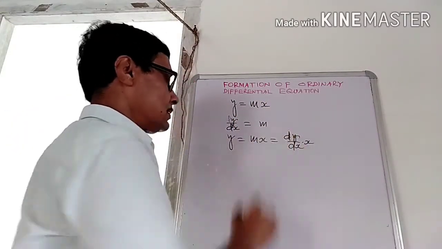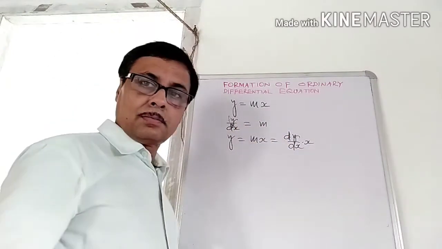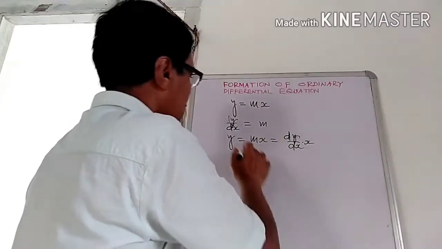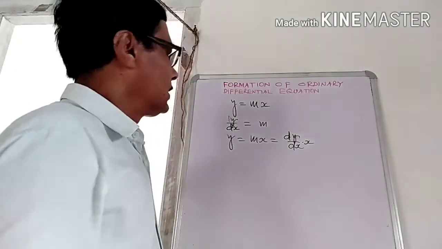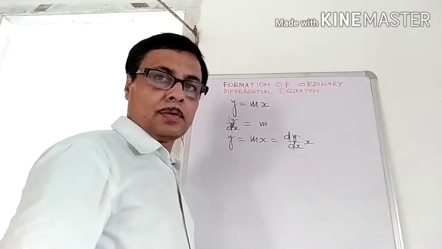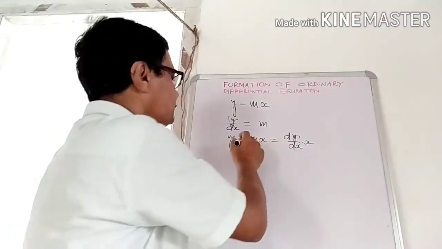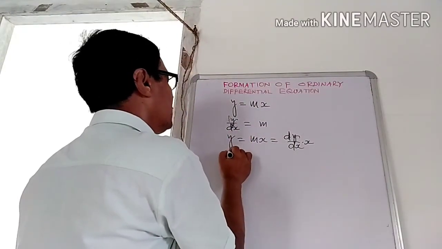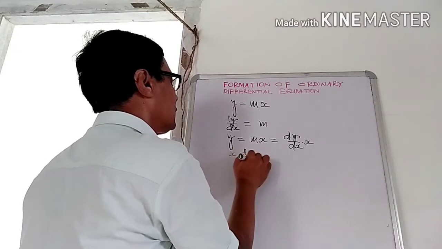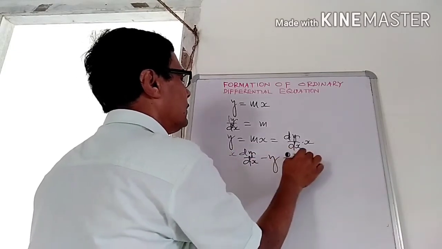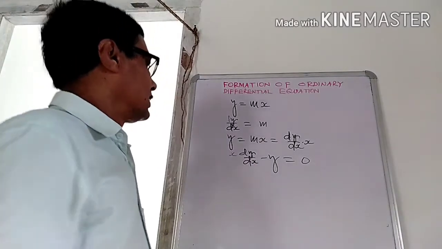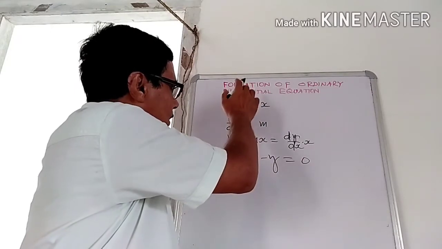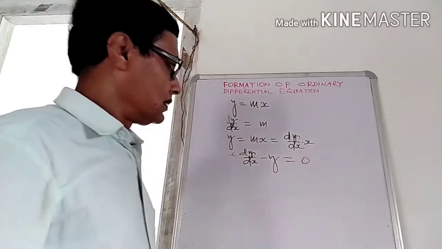Here this equation does not contain any parameters. The parameter is fully removed from this equation. If the parameter is removed, then the formed equation is a differential equation. So this is a differential equation, y minus x dy/dx equal to 0.